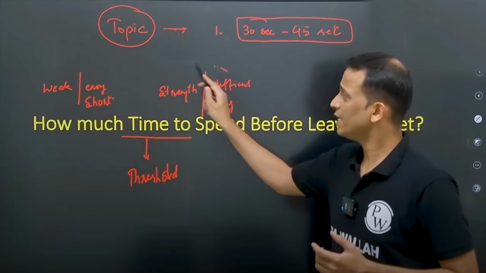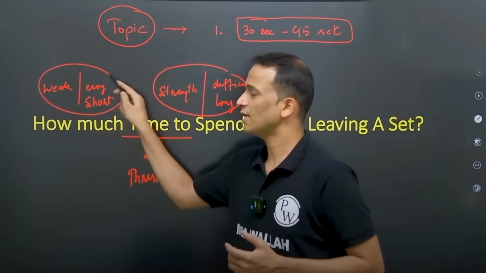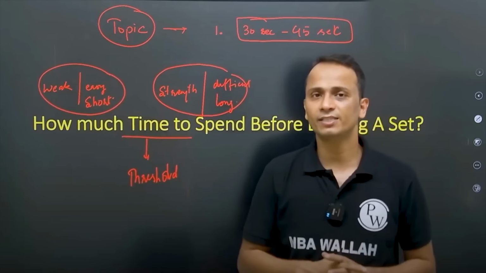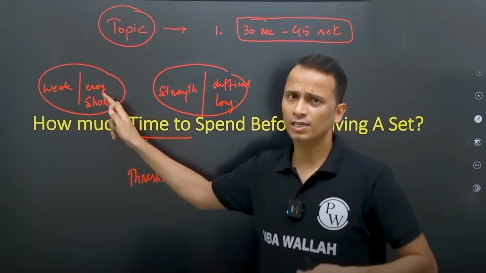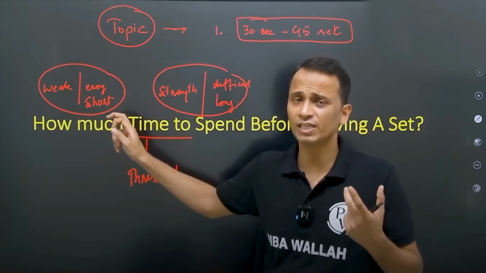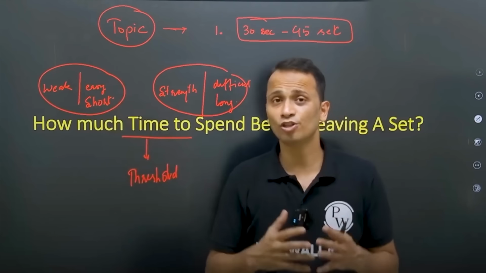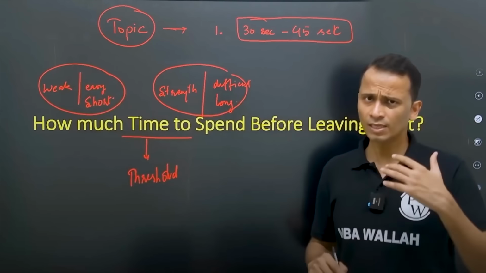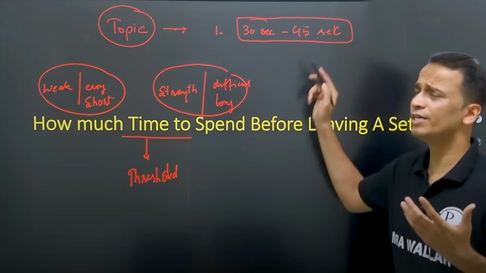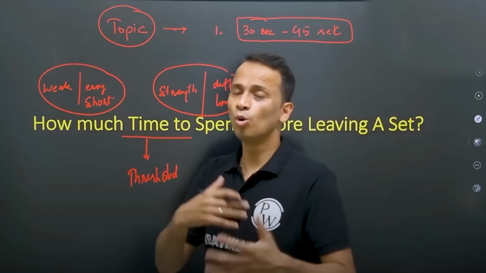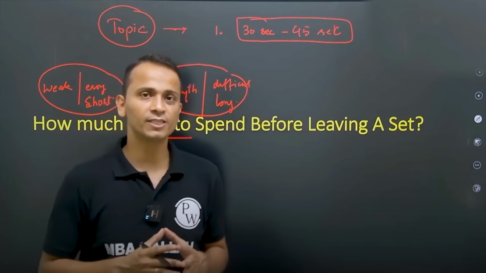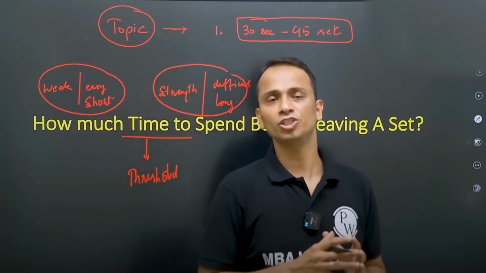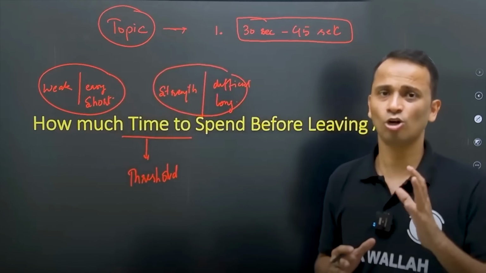Now, let's say in any of these cases, I tend to select that set because of the easy nature of the set, because of the easy language of the set, because of the length of the set, I'll select it, or because of the strength. Then after entering, after these 30 to 45 seconds, how much more time should I be spending on a set in order to take the final decision if I have to complete this set or not.